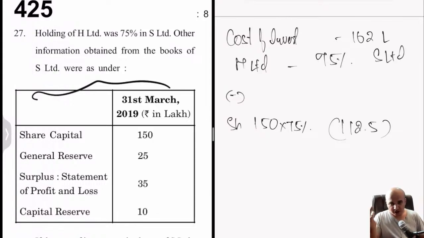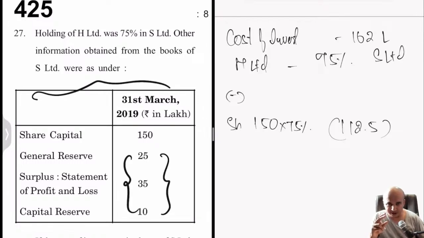Next, we also have some general reserve. There is some surplus. There is some capital reserve. All these are anyway shareholders' funds. Out of these shareholders' funds also, the company will get some stake. There is one thing which we have to understand. Whenever there is acquisition of one company by another, by investing in more than 50%, we say that company becomes the holding company, the other one becomes the subsidiary company.